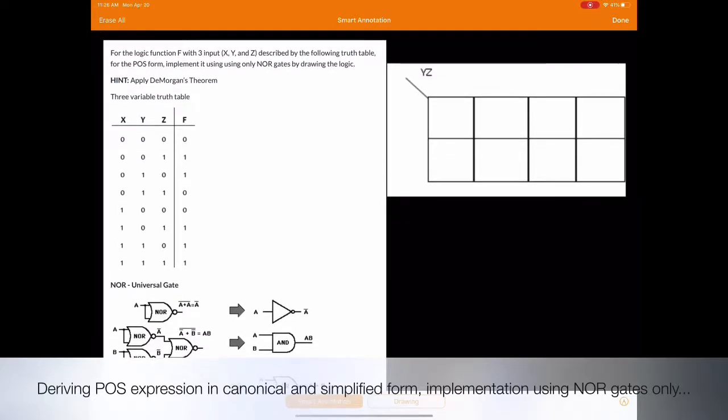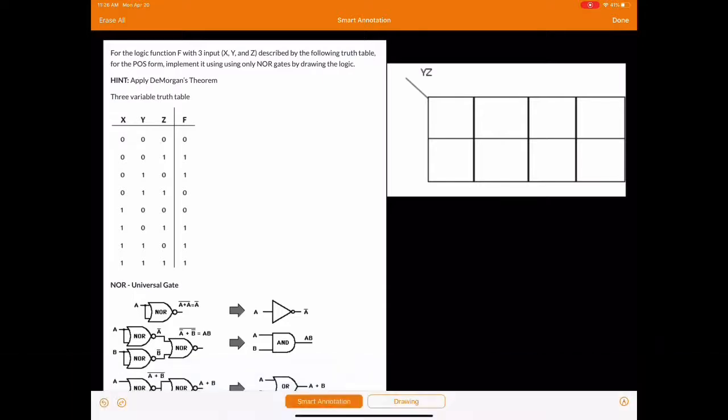So on the left you see a truth table, and it says for the logic function f with three inputs x, y, and z described by the following truth table for the POS form, implemented using only NOR gates by drawing the logic. And one of the ways you can do it is by applying De Morgan's law. In this video we will actually use both the canonical logic form and also the simplified expression from K-map to implement the circuit using NOR gates only.